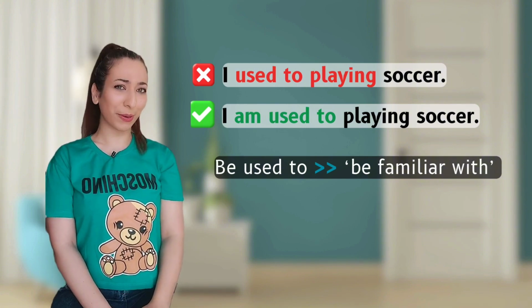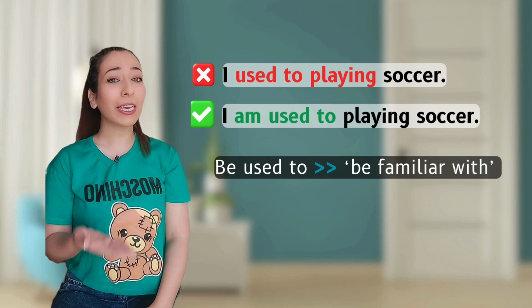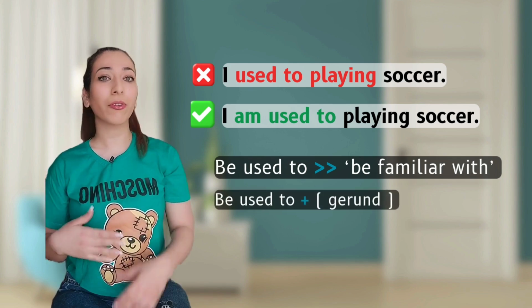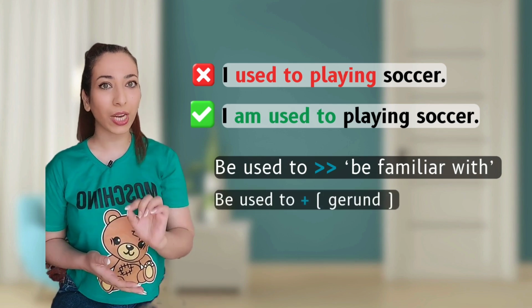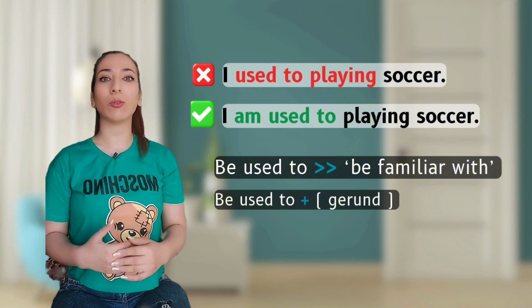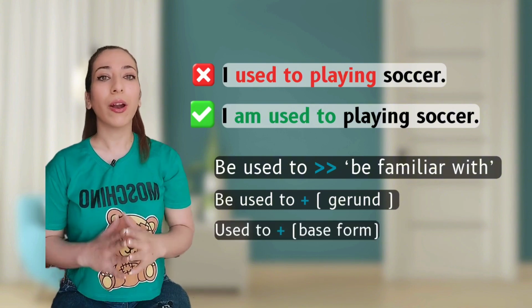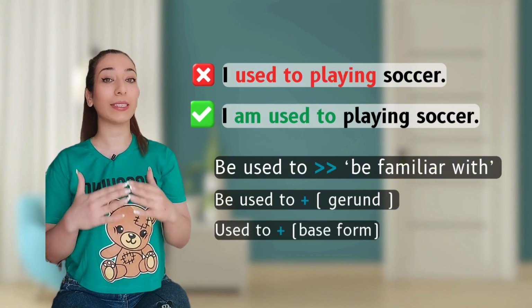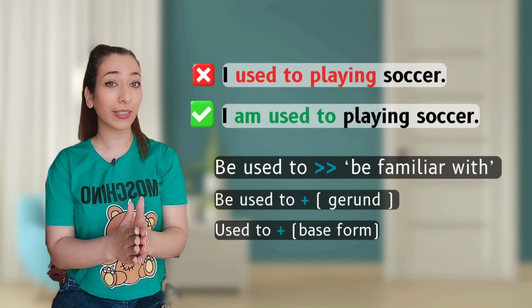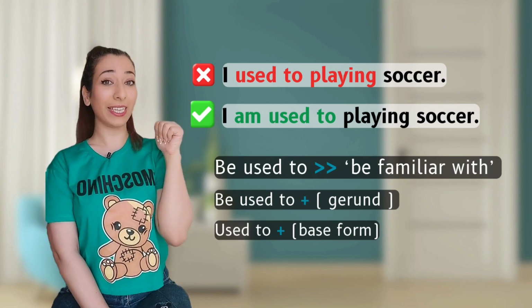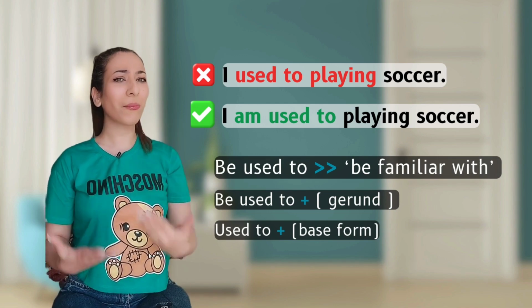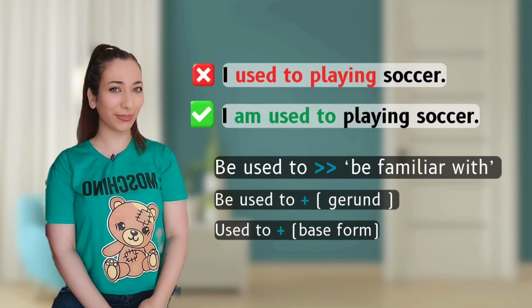Once again, remember, we use am, is, are, used to for familiarity with a gerund, alright? And we use used to for past habits with the base form of the verb. Used to, past habit. Be used to, something you are accustomed to.